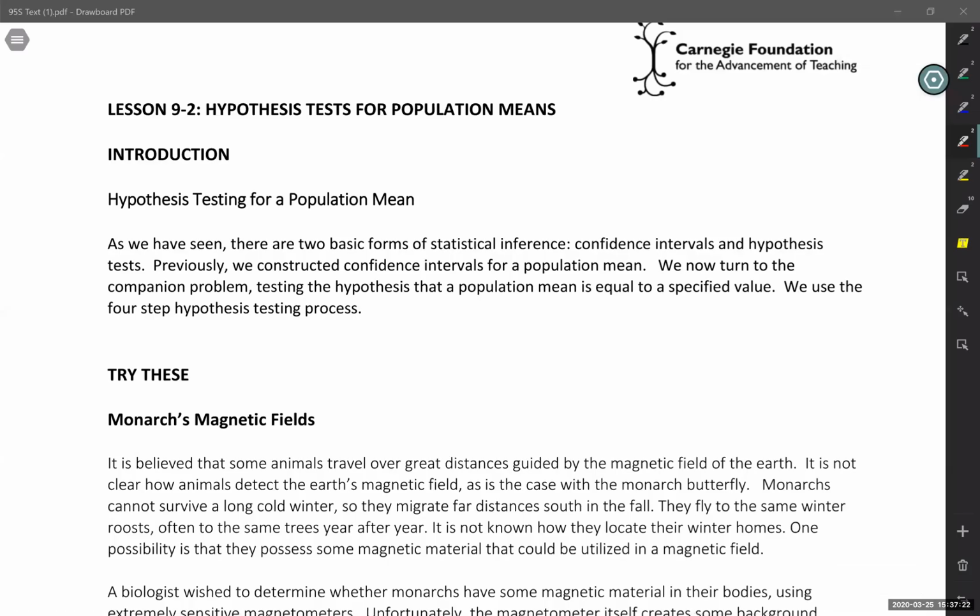So here is my screen. And we have page 95 here, and we're talking about the hypothesis testing for a population mean.